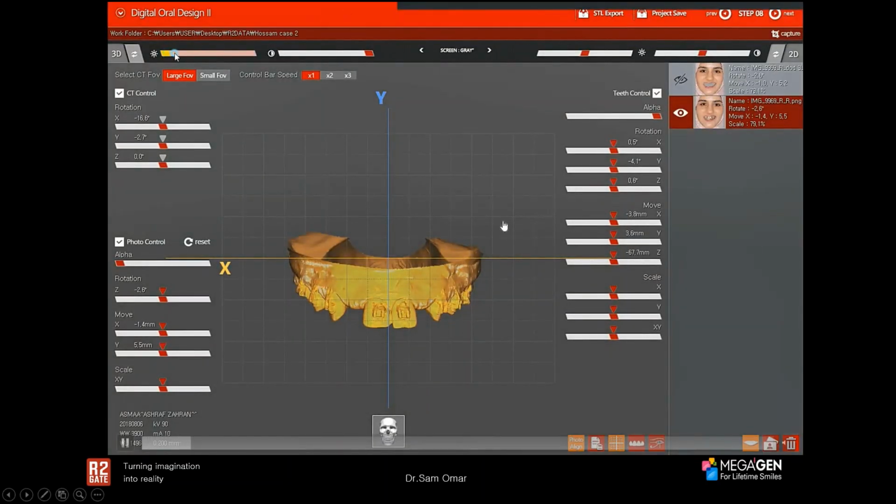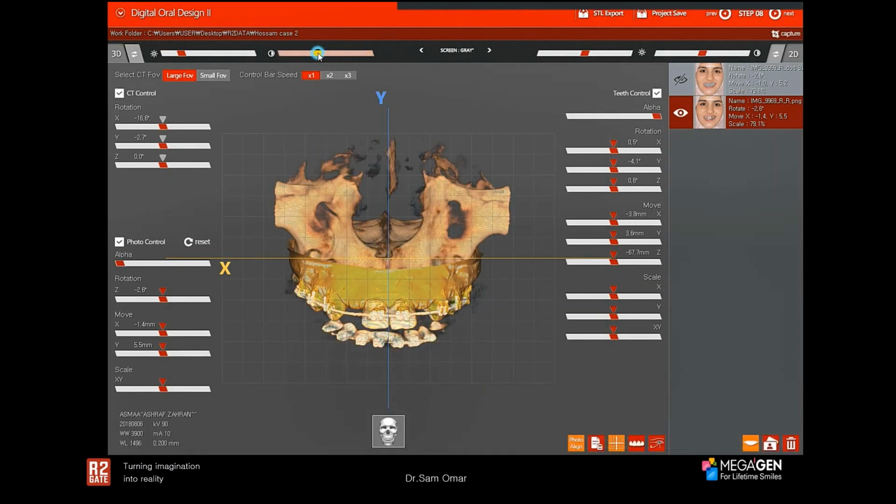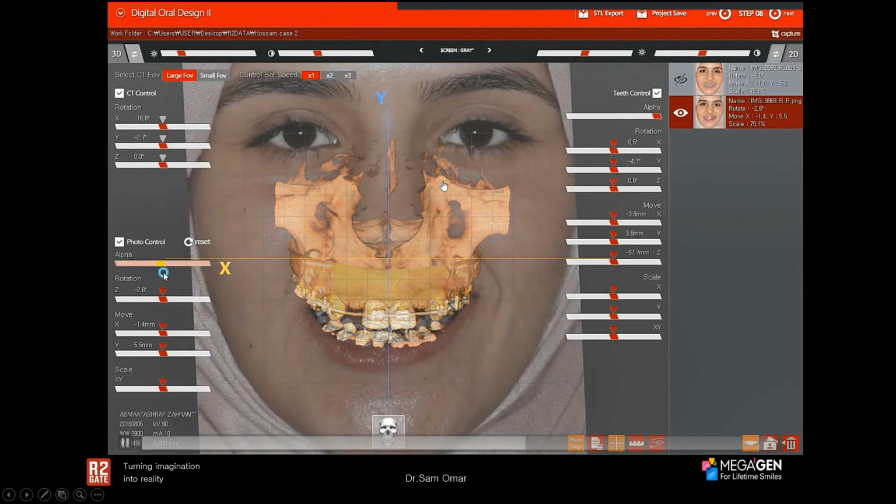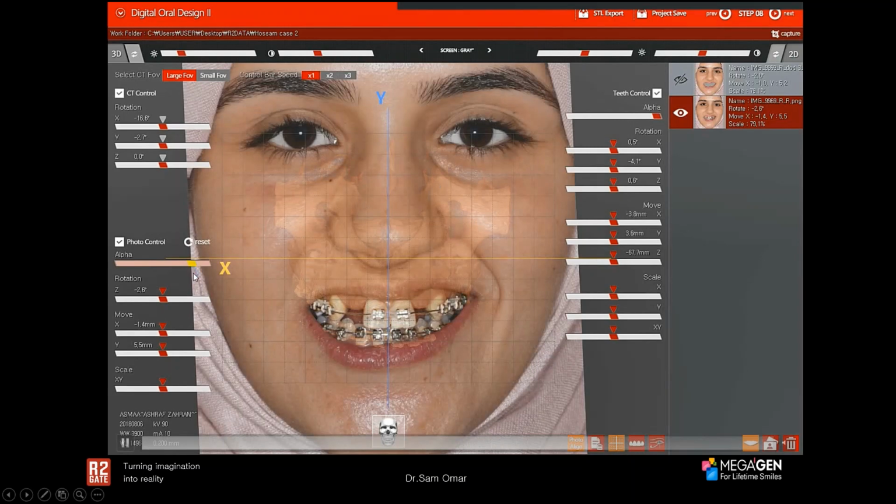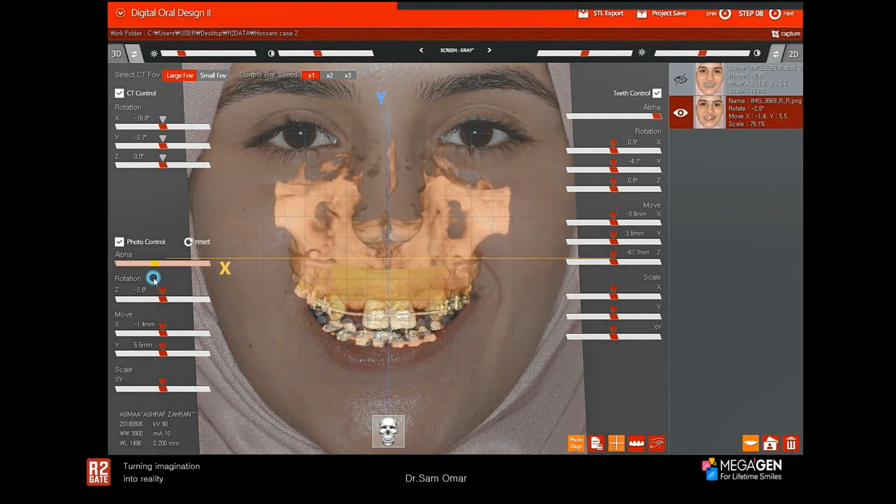So what we started out with is doing a digital oral design. A digital oral design is the concept where we merge all the data of the patient together. We merge the CBCT with the model, with the photograph or the picture of the patient. And this was actually before we started out to integrate facial scans as well. So this is what we have here. This is a combination of all the patient's data.